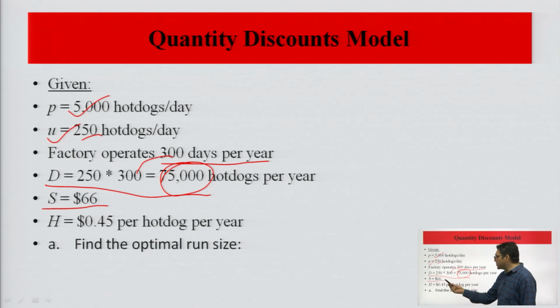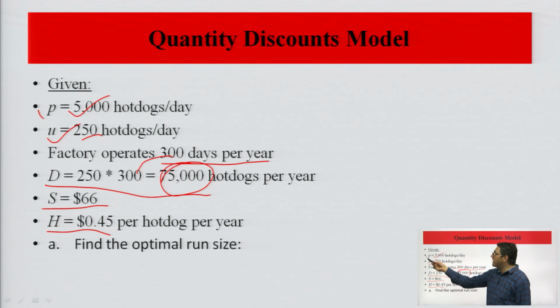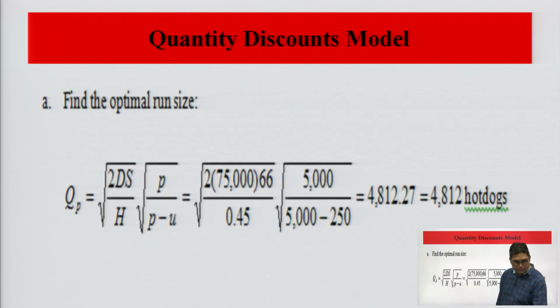Setup cost is $66. Holding cost is 0.45. I had discussed setup cost as well as holding cost in EOQ, so again they are going to be used. In this model, two things are very important: P, that is the production rate, and U, the usage, that we are going to see.